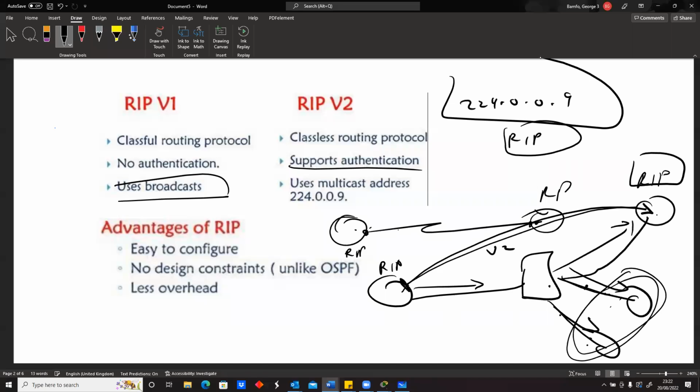It will not send it to every other person, but RIP version 1 will be doing a broadcast, and will send it to every other device. And that is the difference between version 1 and version 2.